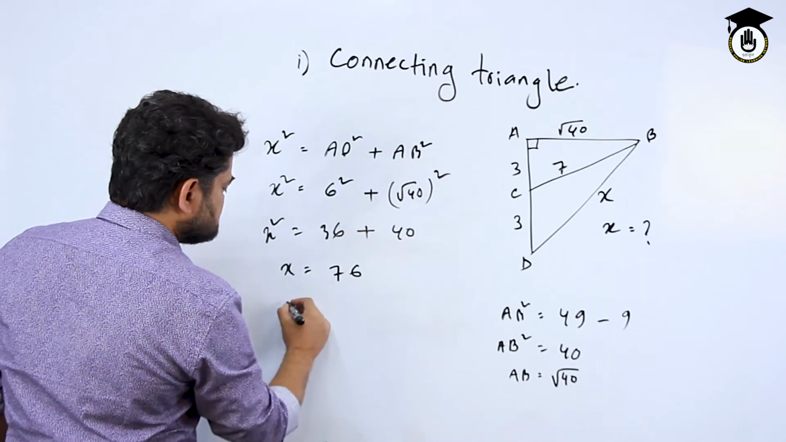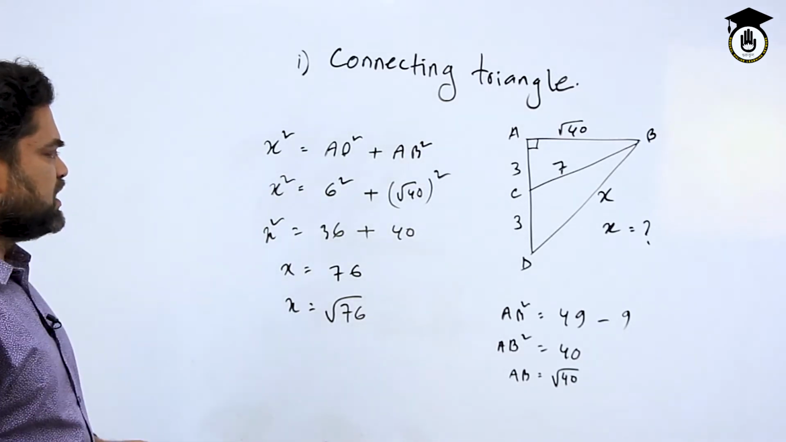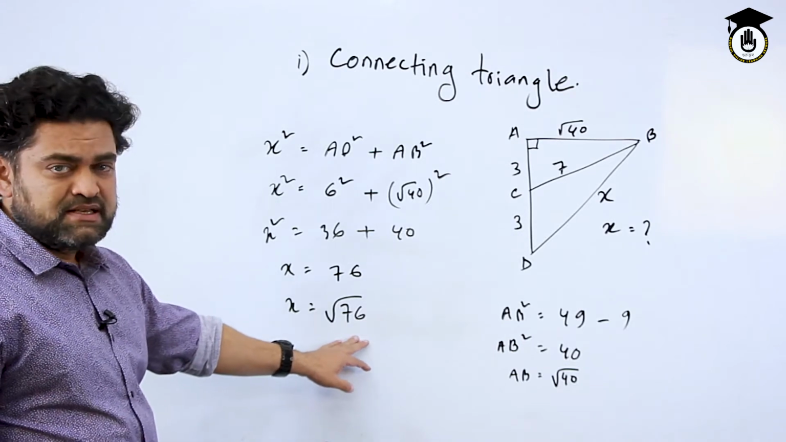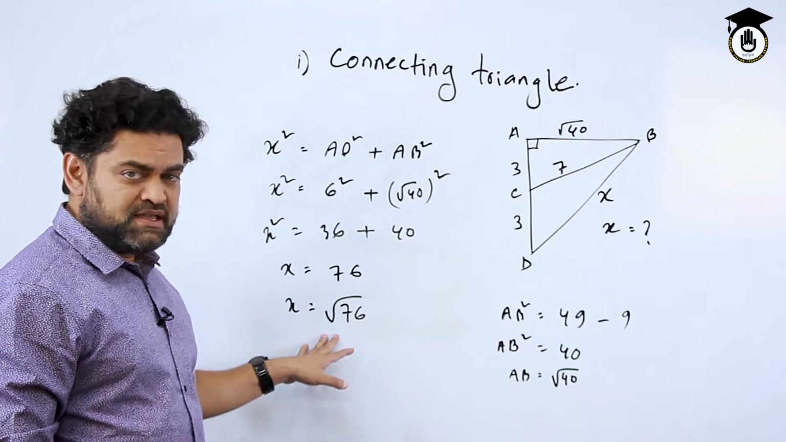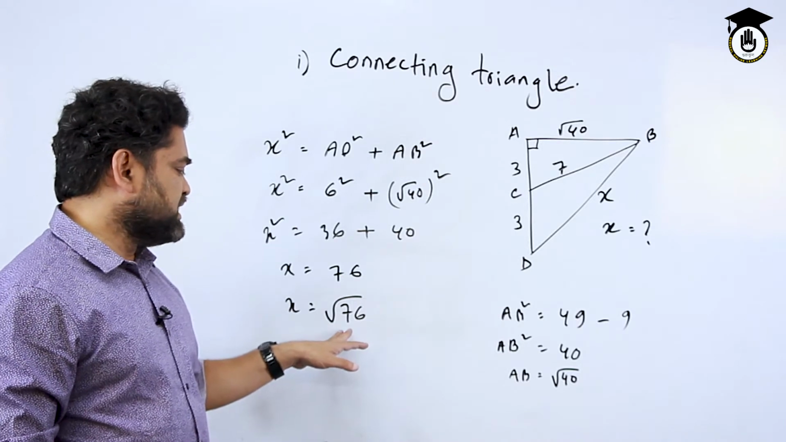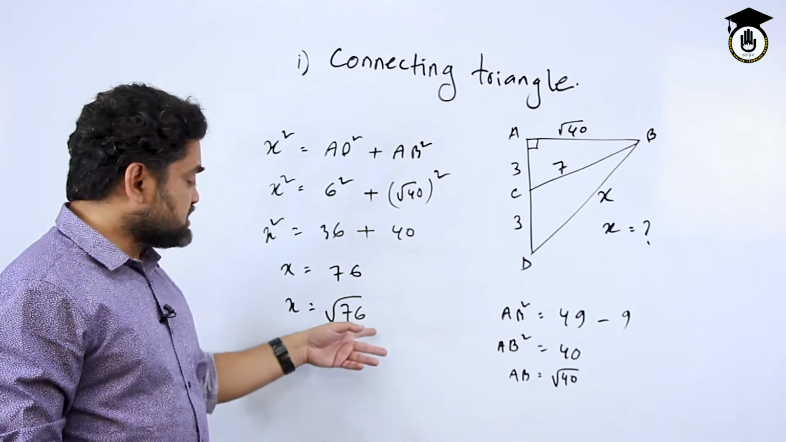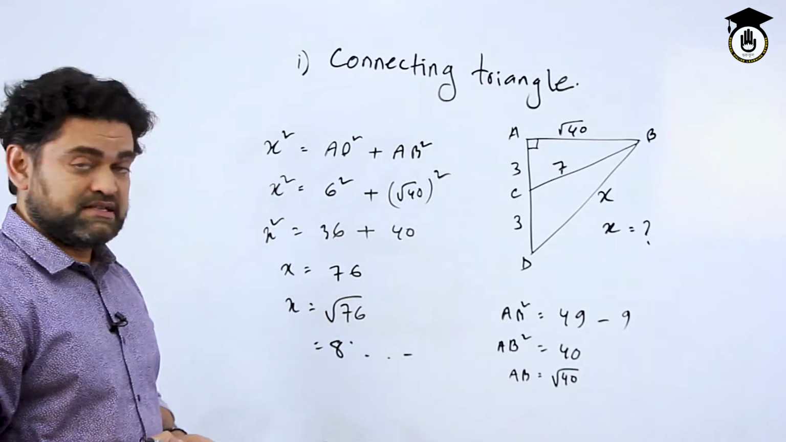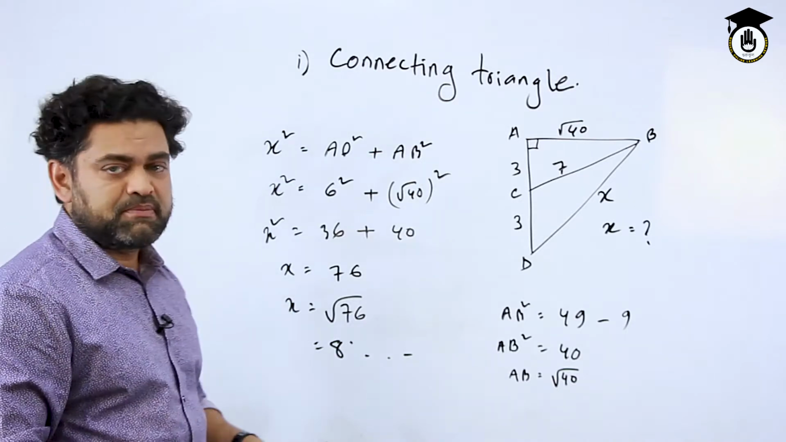X square is 76, so X is root 76. You can find this value by using your calculator, by pressing root 76. I'm not using a calculator here, that's why I'm giving you the answer in root form, okay? If you want the decimal form, 8 square is 64 and 9 square is 81, so it is less than 81, so it might come something like 8 point something. So this is my first problem, which I was discussing with you, about the connecting triangle.